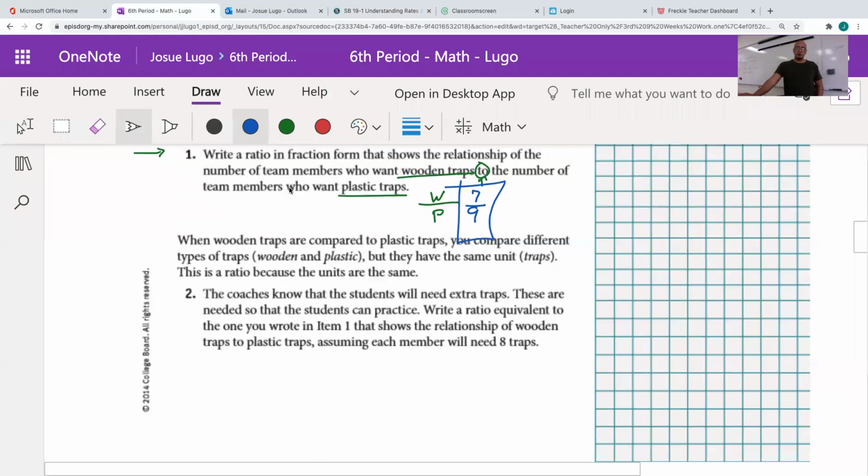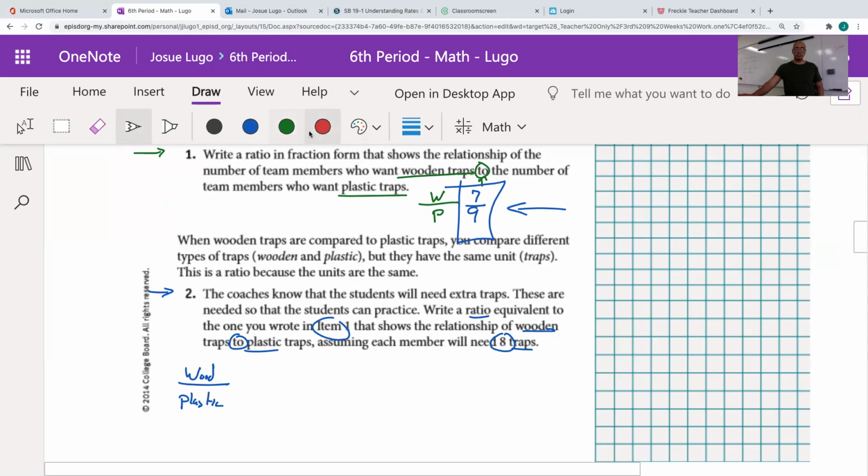All right, number 2. The coaches know that the students will need extra traps. These are needed so that the students can practice. Write a ratio equivalent to the one you wrote in item 1. So it's going to be equivalent to this ratio that shows the relationship of wooden traps. So again, it's going to be wooden to plastic, assuming that each member needs 8 traps. In other words, again, we have our word fraction. We have wood mousetraps and plastic mousetraps.